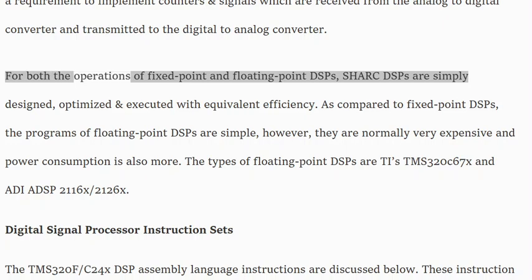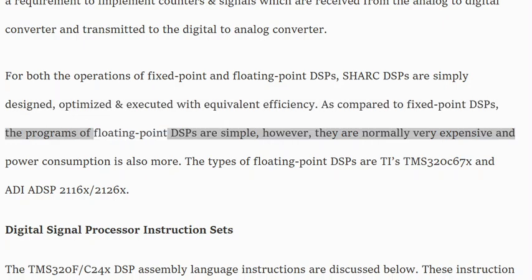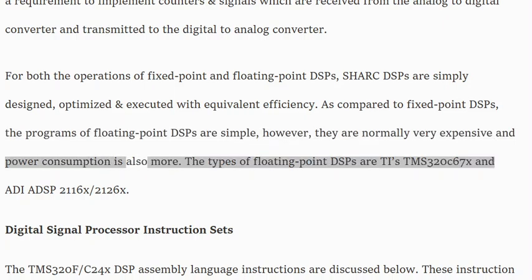For both the operations of fixed point and floating point DSPs, SHARC DSPs are simply designed, optimized and executed with equivalent efficiency. As compared to fixed point DSPs, the programs of floating point DSPs are simple. However, they are normally very expensive and power consumption is also more. The types of floating point DSPs are TI's TMS320C67X and ADI ADSP 2116X, 2126X.